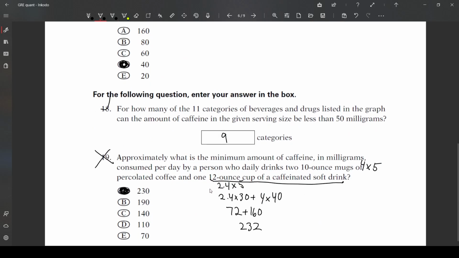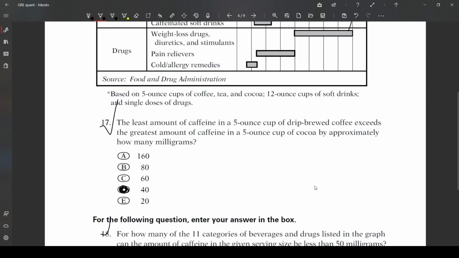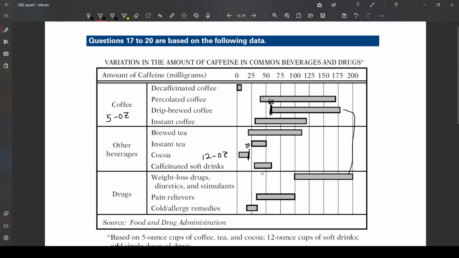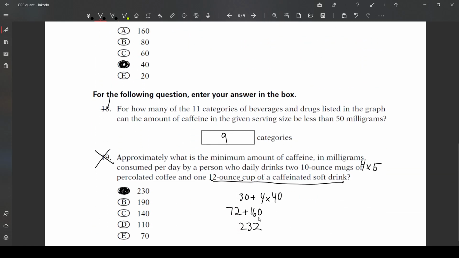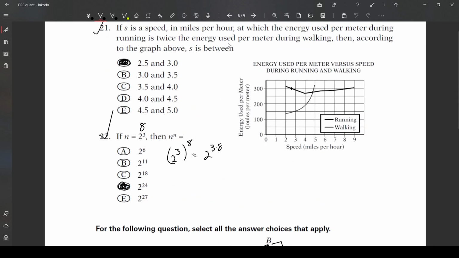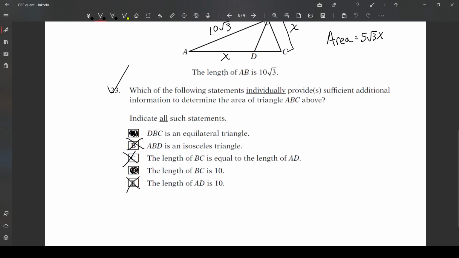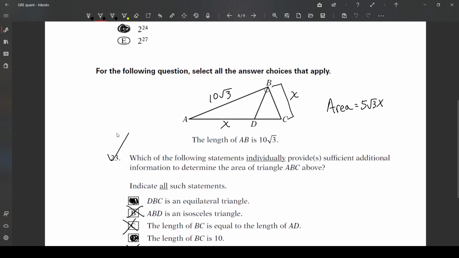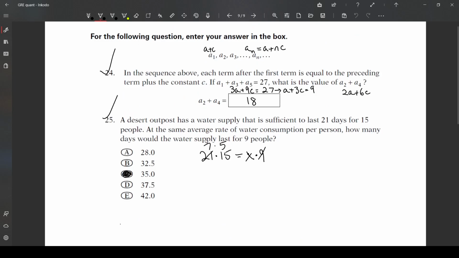So for here, you don't have to multiply by anything because what they give you is a 12-ounce cup and this graph is telling you that this is for a 12-ounce cup. So the minimum is exactly 30, meaning this is 30 plus 160 or 190. So the correct answer would be B. And that was the only thing that I missed. Of course, due to a lapse in reading, which is so very typical of me. This was correct, thankfully.